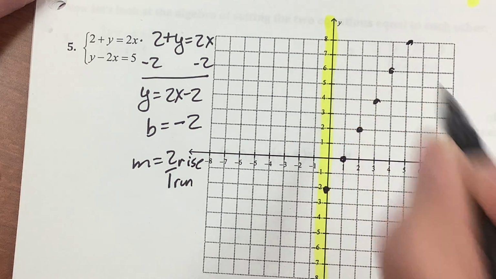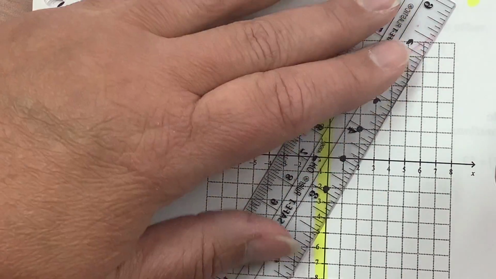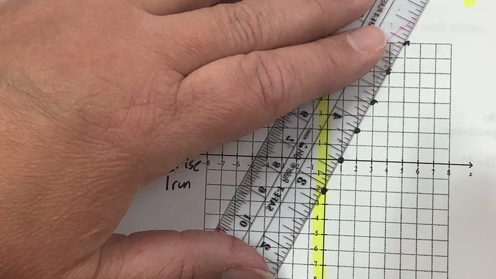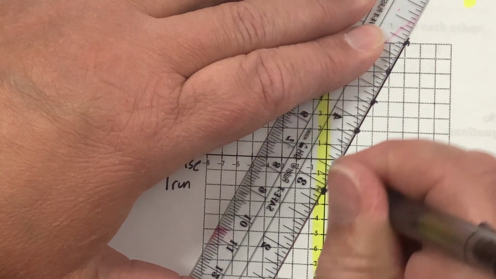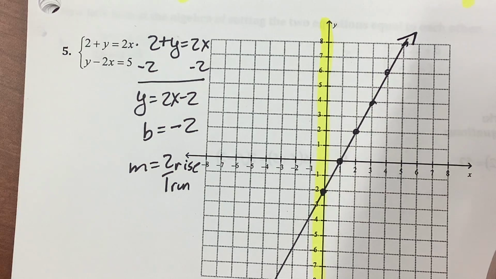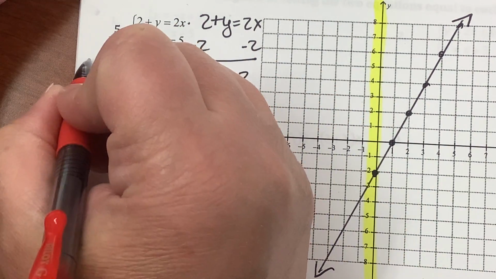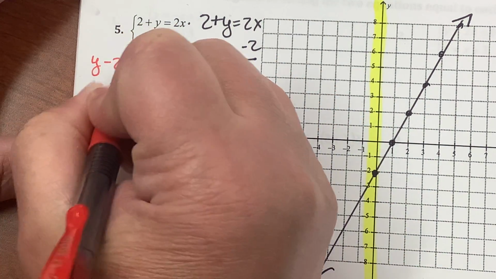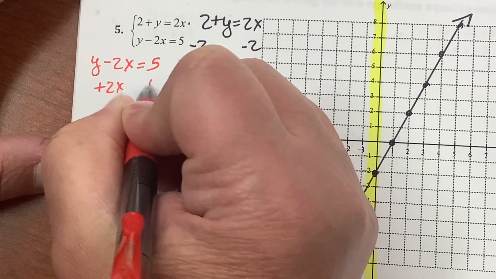All the way across. And I've got plenty of points there to make a line. Nice and straight. Make sure you're going through all the points. So you want it to look nice. If the ruler moves a little, you can always erase it and try that. Now, the red one, which I'm going to write over here. Y minus 2x equals 5. Add 2x to both sides.